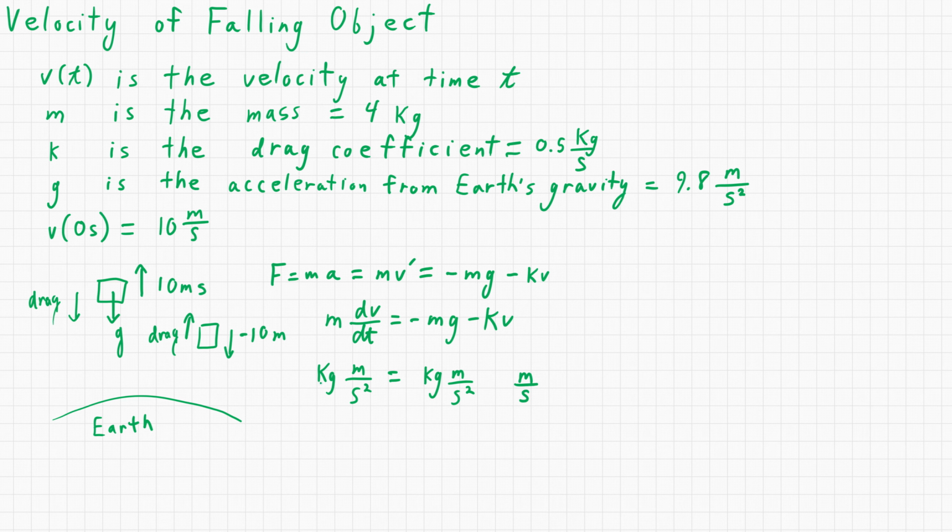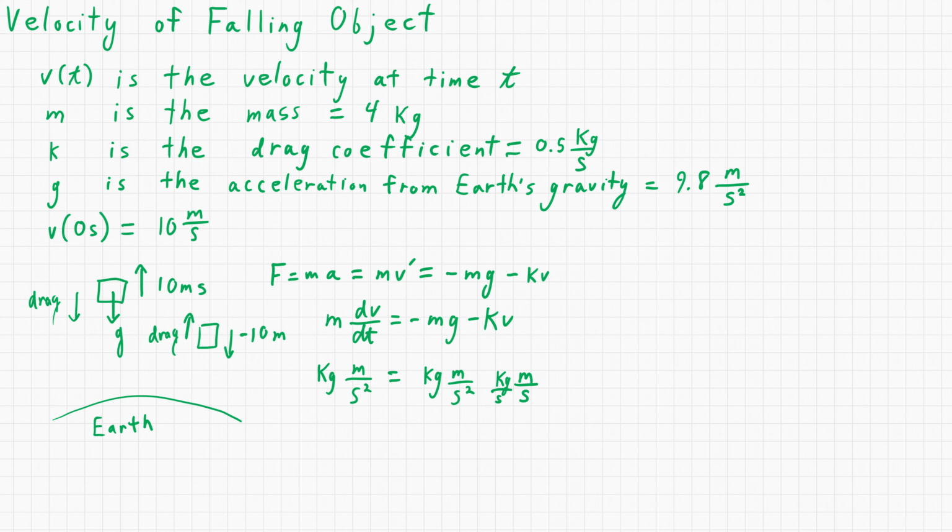And so if I have kilogram meters per second squared here, I need to have kilogram meters per second squared here. I'm missing a kilogram on top, a meter on the bottom. So that's why the k actually has units of kilograms per second, from up here.